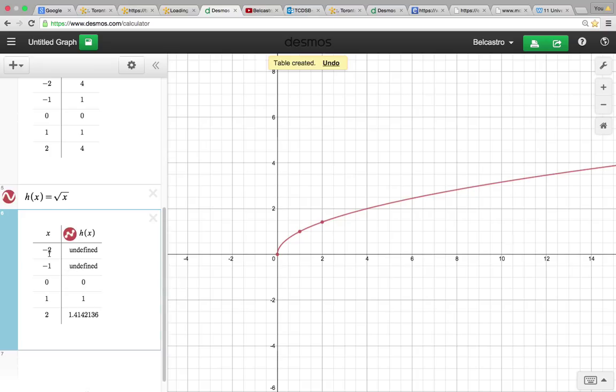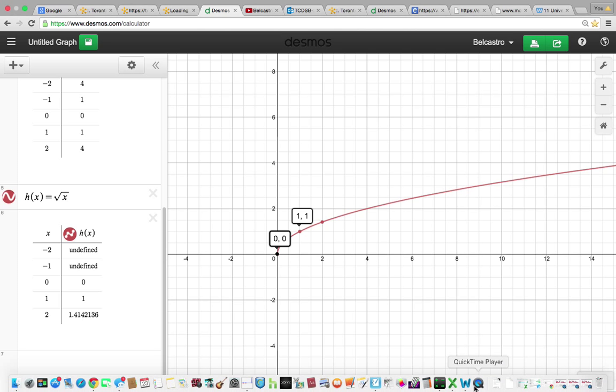Now, if you notice, it started at -2 and it said it was undefined. -1 is undefined. Then it had 0 and 1. It didn't really use great points, so I'm going to add a few into this here. But let's talk about -2. Why is -2 undefined? Really tough idea. So let's try to find the square root of -2.